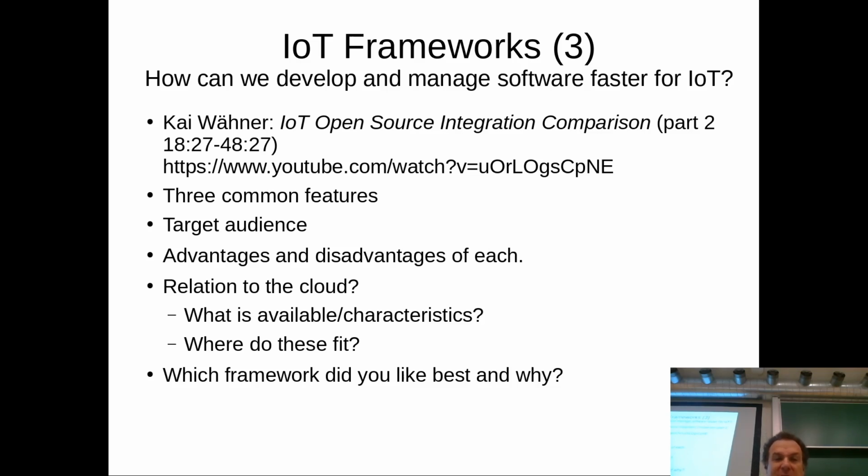What is available in the cloud for usage with this? What are the characteristics? And where do they fit? Are they on the edge? Are they in the cloud? So where are they usually deployed? And also think about which one is the coolest of the 3 he presents. Make an opinion on what you liked best and think you would like to use.